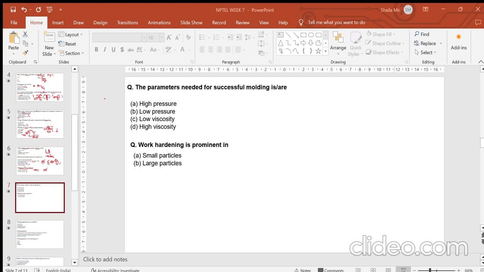So this is based on your rule of mixtures. What is the density of your material, the theoretical density? You just have to multiply the weight fraction with its density. So you can tell me what the answer is here.